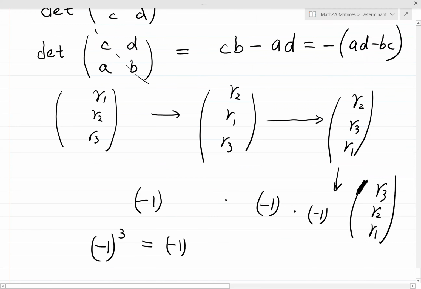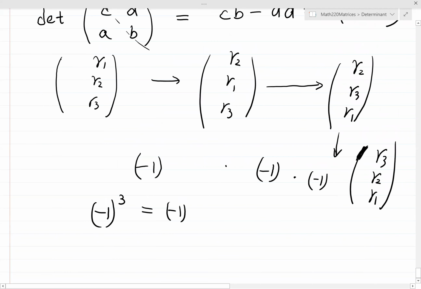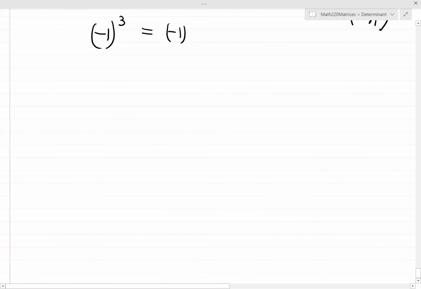So if you switch two rows, they differ by -1. If you switch two columns, then it again differs by -1. So for example, if you exchange two columns, the determinant also differs by -1.